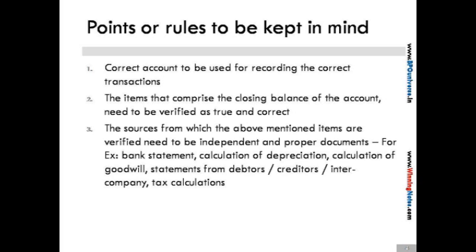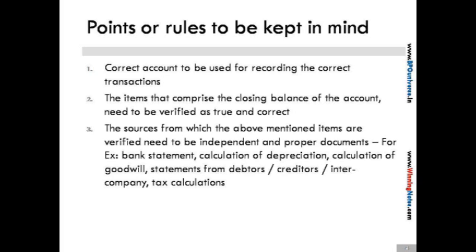Let's now go through some of the points that one needs to keep in mind to prepare a correct account reconciliation statement. The first point is that you have to ensure that the correct account is used for recording the correct transactions. In case it is a purchase of plant and machinery, then only the amounts relating to plant and machinery purchase should be debited to the plant and machinery account, not anything which relates to furniture, fixtures, or building, etc. So, the correct account is used for recording the correct transactions.